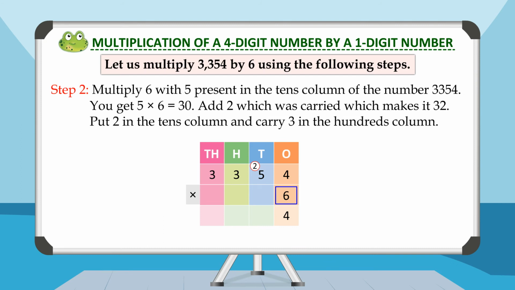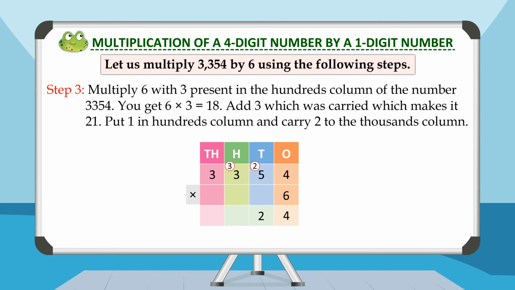Step 2. Multiply 6 with 5 present in the tens column of the number 3354. You get 5 into 6 is equal to 30. Add 2, which was carried, which makes it 32. Put 2 in the tens column and carry 3 to the hundreds column. Step 3. Multiply 6 with 3 present in the hundreds column. You get 6 into 3 is equal to 18. Add 3, which was carried, which makes it 21. Put 1 in the hundreds column and carry 2 to the thousands column.